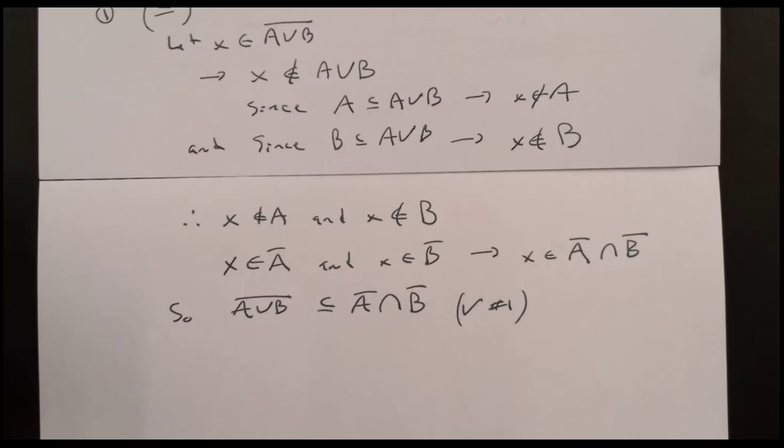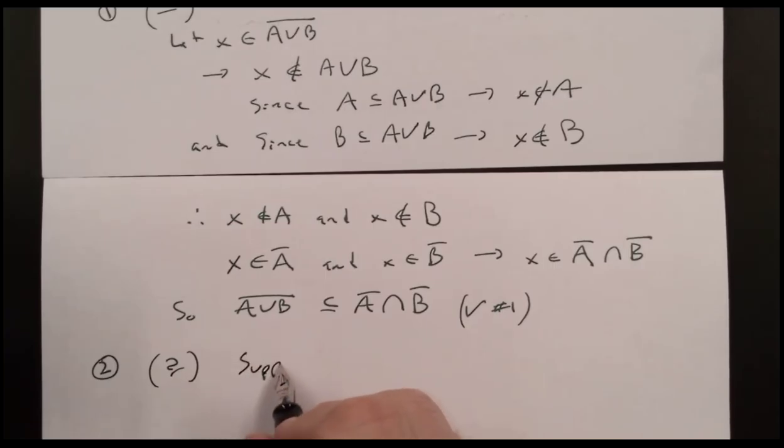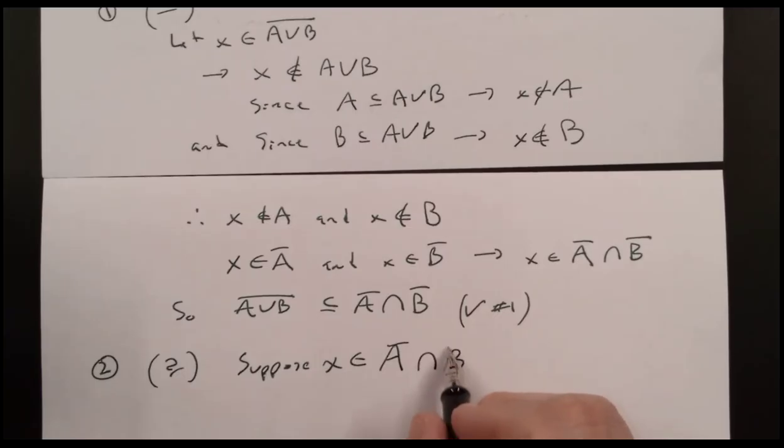If I start with something in the left set, click, click, click, proof, I end up with something in the right set. Now I've got to go backwards. Part two. I want to show it this way. So suppose X is something in A complement intersect B complement.